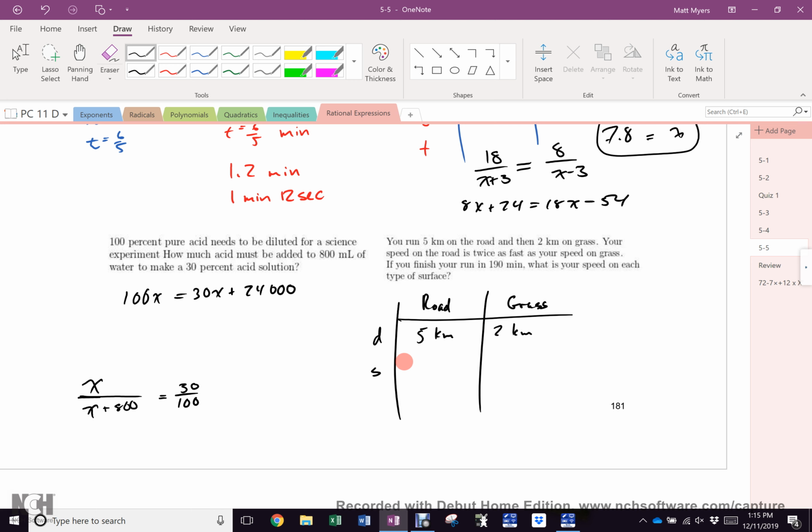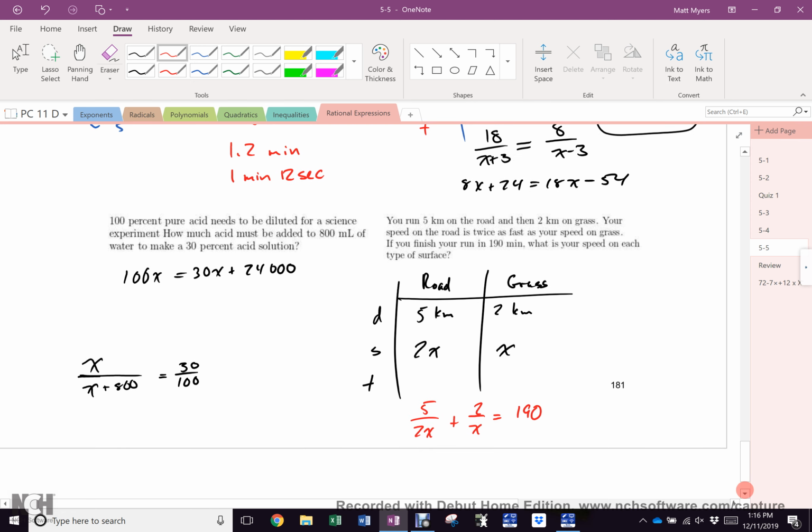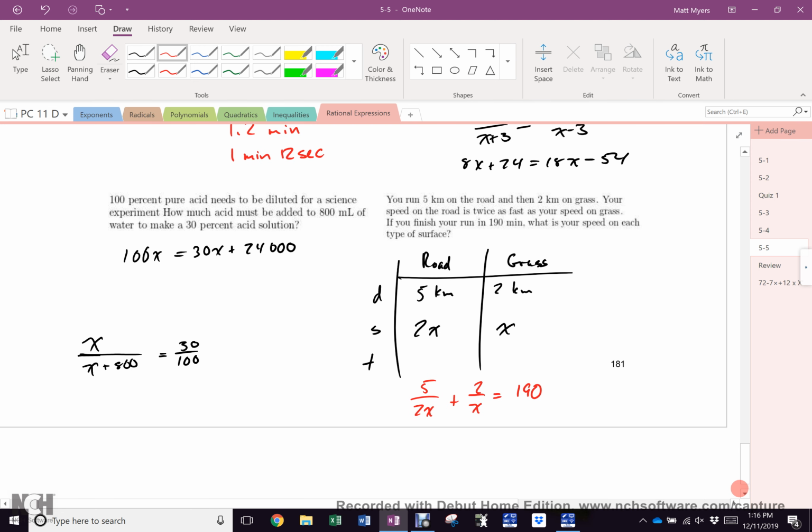So where should I put my variable? Make grass be x. Grass is x and road is 2x. What's time? Sum plus sum equals 190. Right. 5 over 2x plus 2 over x equals 190. Yeah? So go. What's my common denominator?